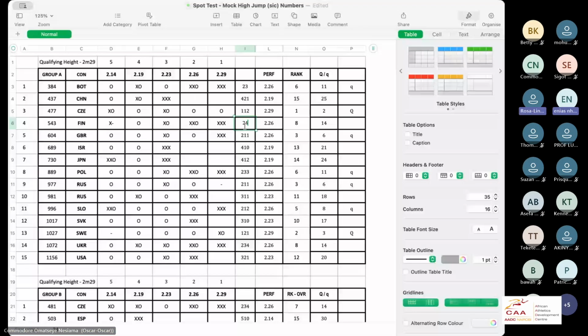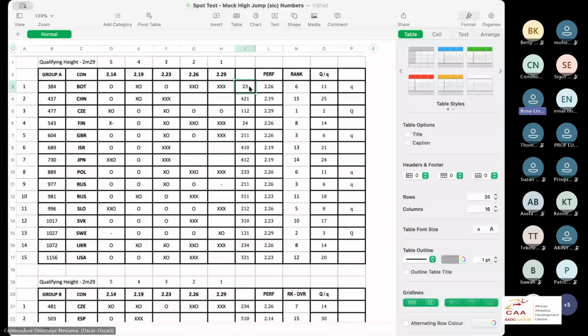Rosalinda, sorry, you are saying for Botswana, you are giving 23. Yes, 23. But then on the last attempt, there are 3 attempts and 3 failures. No, Ines, I am working with the failures only. Okay. I'm working with failures only.